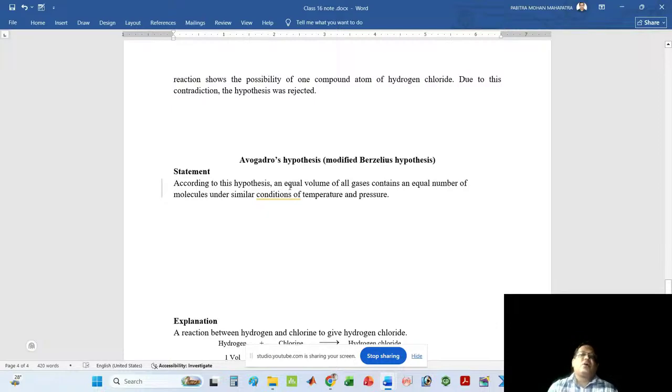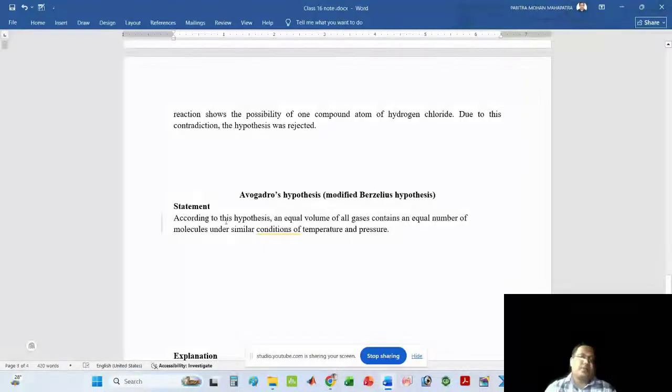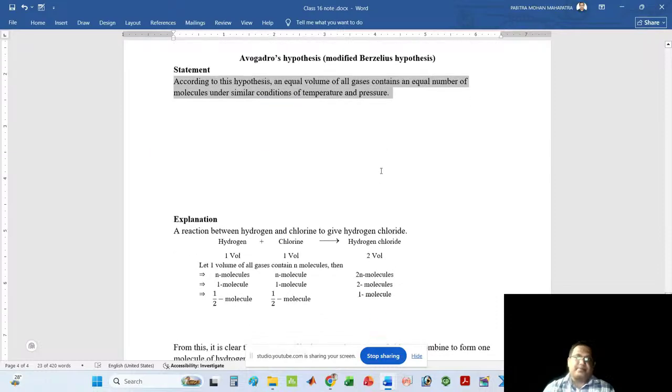So both hypotheses are the same, but there is a slight difference. Bernoulli's hypothesis said an equal number of atoms, but Avogadro's hypothesis clearly explains an equal number of molecules. So here the statement is just modified. According to this hypothesis, equal volumes of all gases contain an equal number of molecules under similar conditions of temperature and pressure.